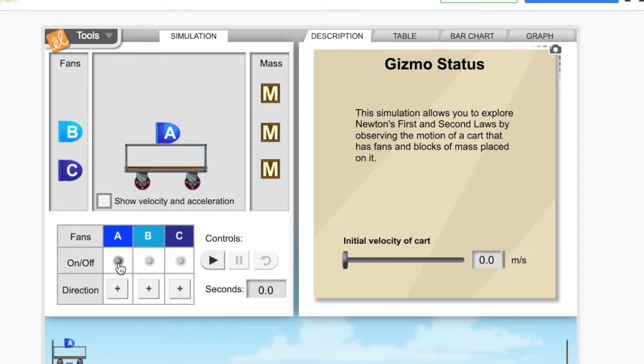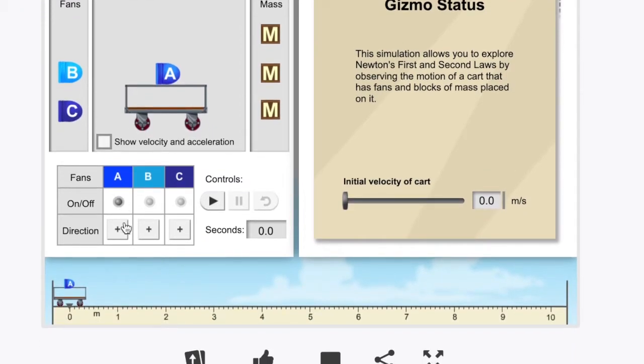Okay. Then you press play and observe the cart. So we turn this on, we hit play, and there's the cart. What's it doing? It's moving to the right. The velocity of the cart is its speed and direction. And then you can hit reset. So here's the reset button.